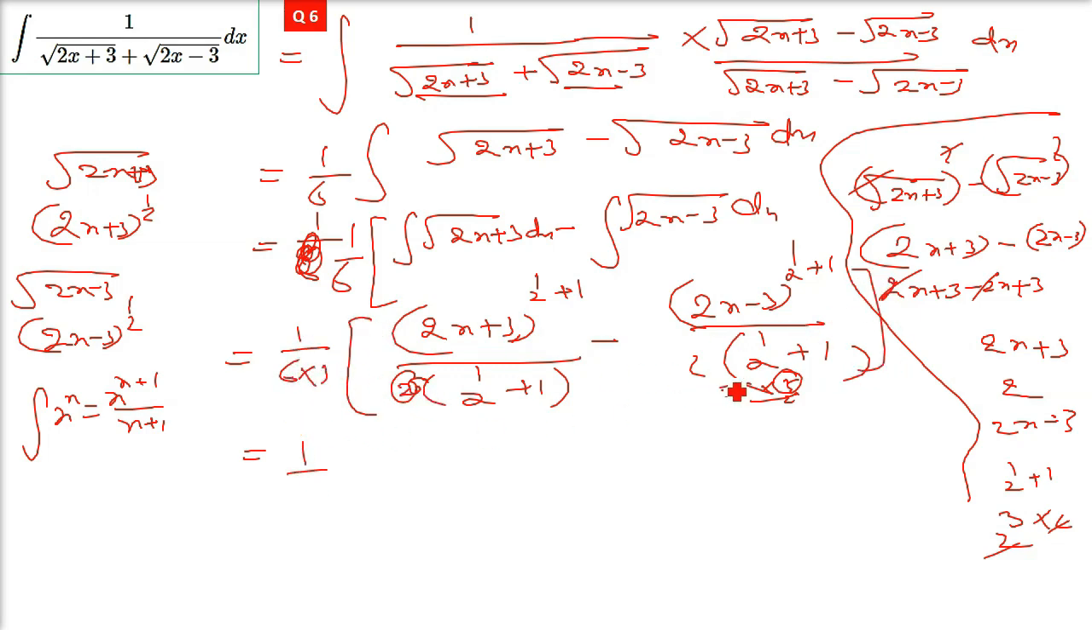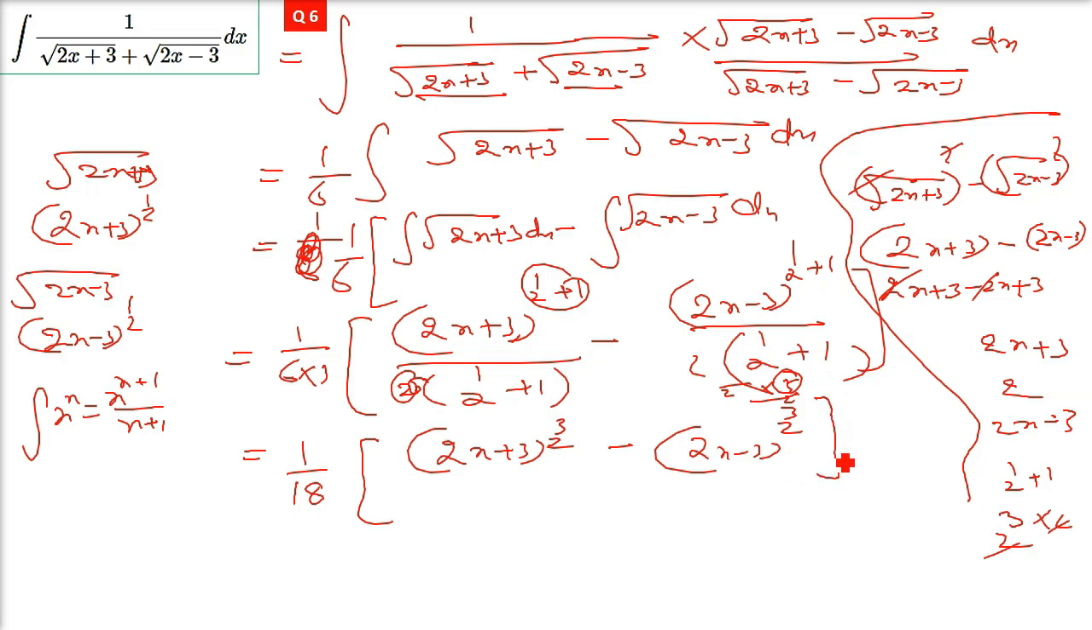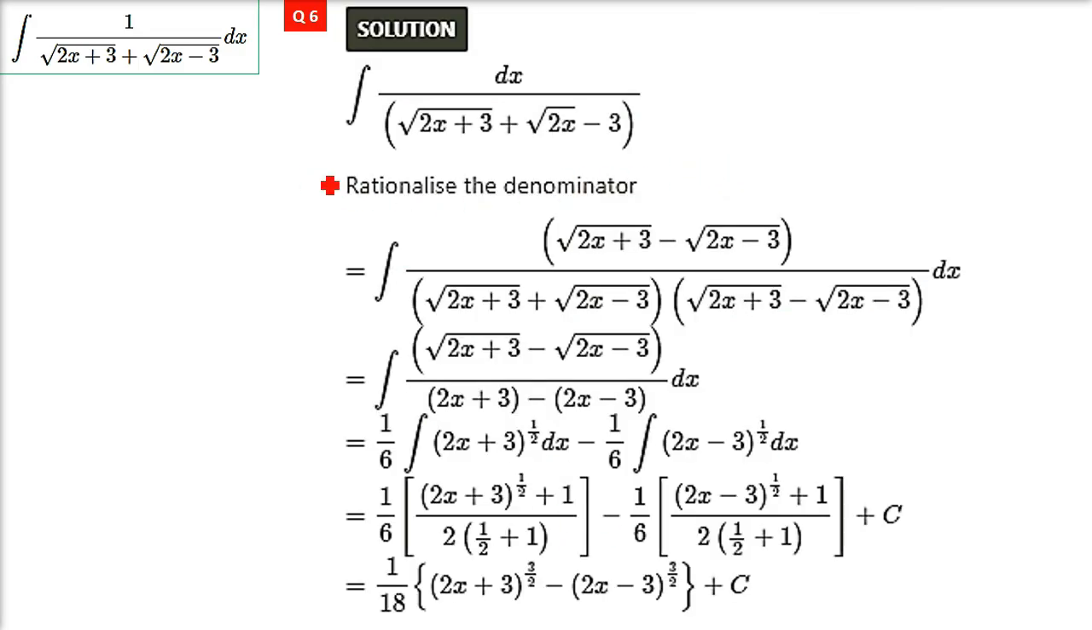So 1 by 6 into 3 is 1 by 18, because we have taken this 3 from the denominator. So only the numerator will be left for us: 2x plus 3 to the power 3 by 2 minus 2x minus 3 to the power 3 by 2. And this comes along with the constant of integration. This is your final result. Let me show you. This is the way you are going to write it when you actually solve it.